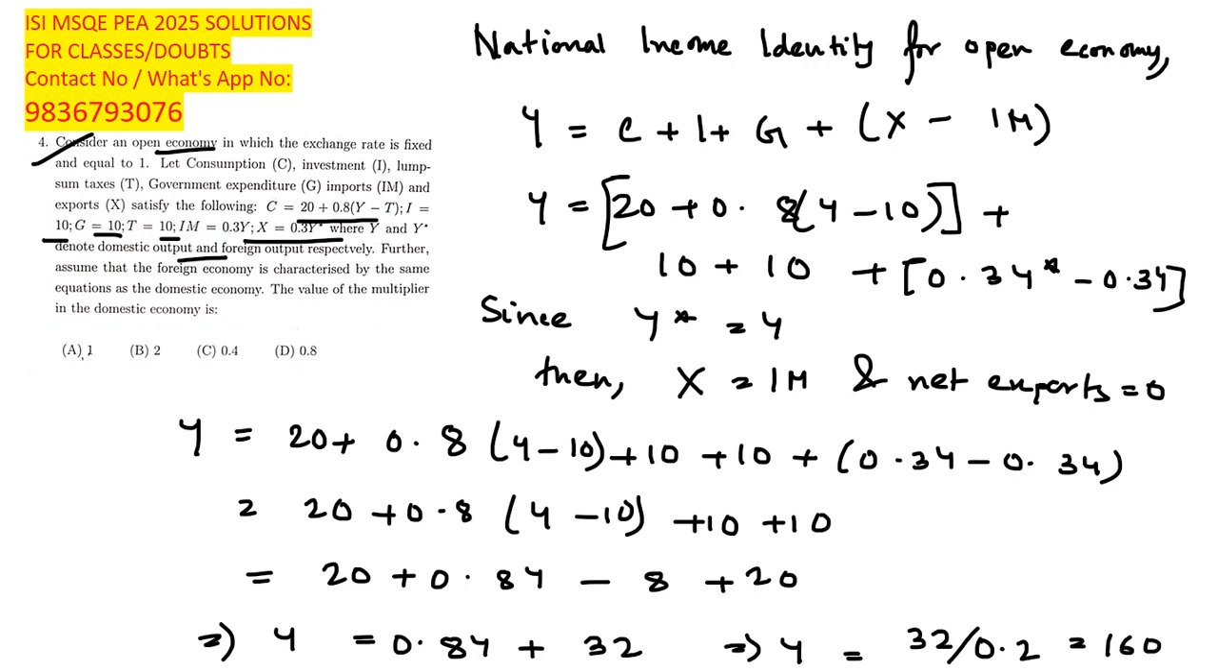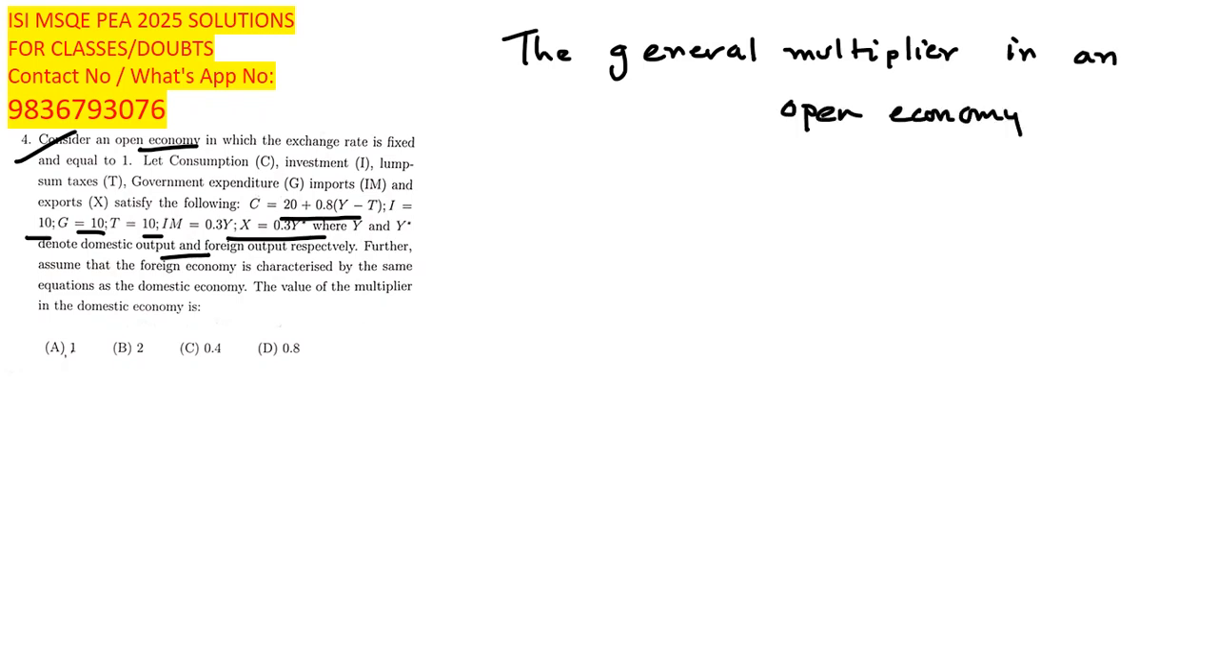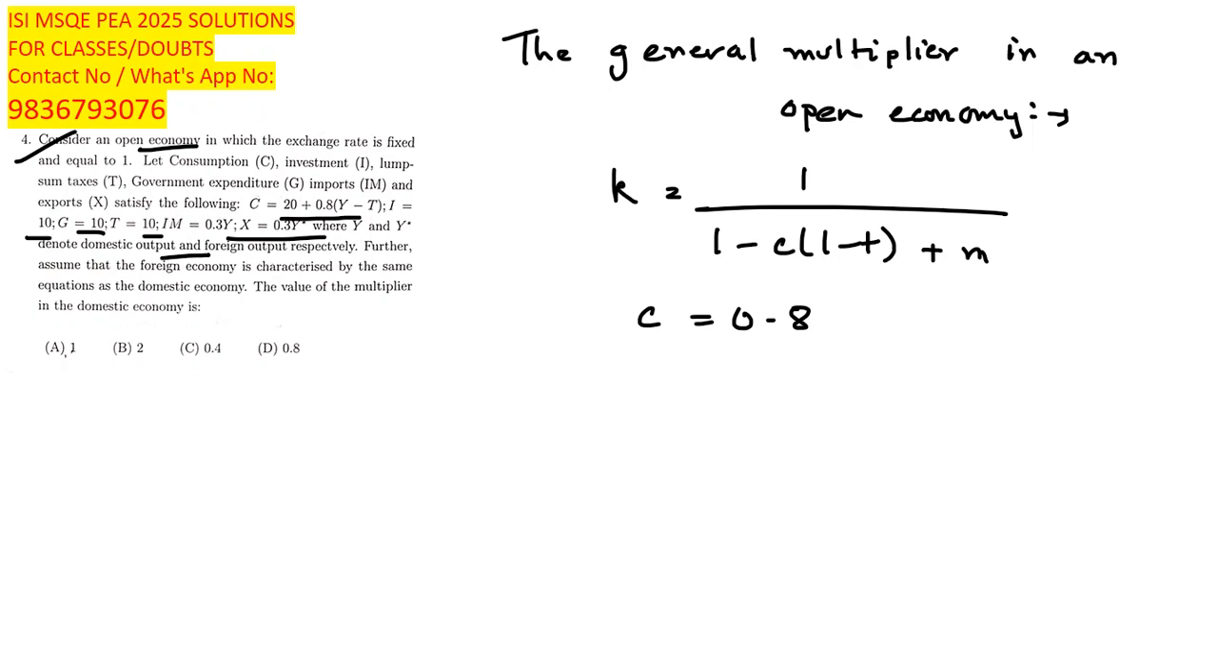We have found out first Y. So now our question was to compute the multiplier. Now we know the general multiplier in an open economy, that is being given by k equals 1 by 1 minus c (1 minus t) plus m. So here c is being given as 0.8.